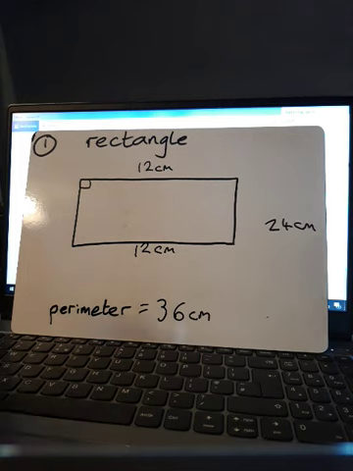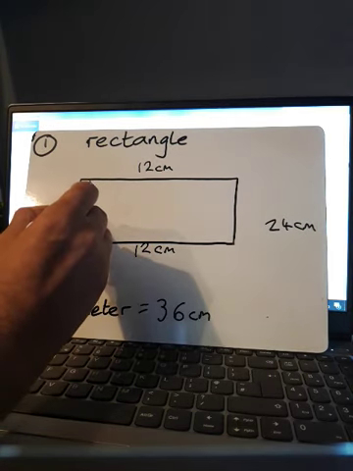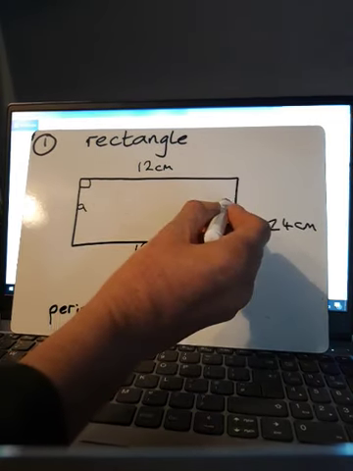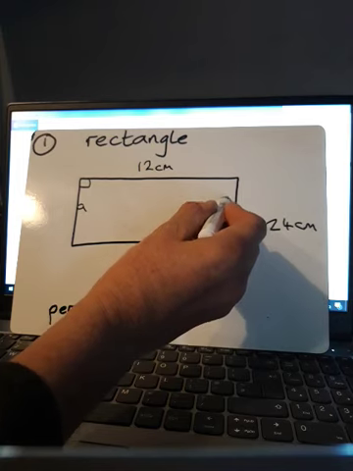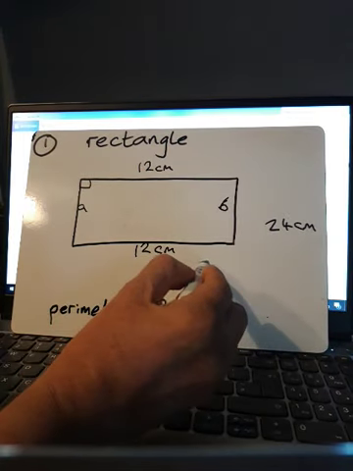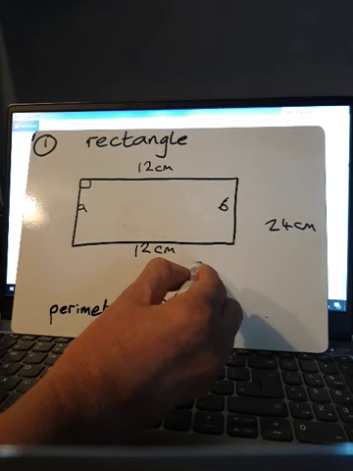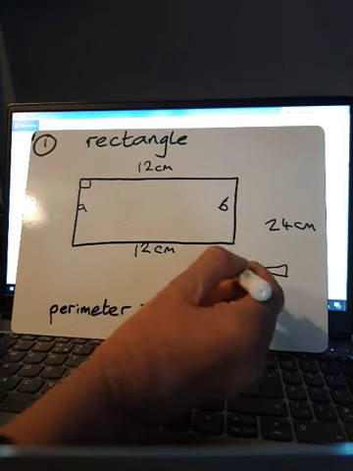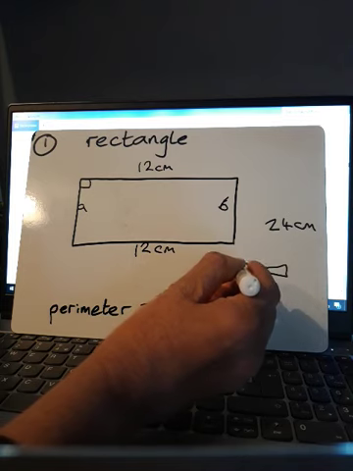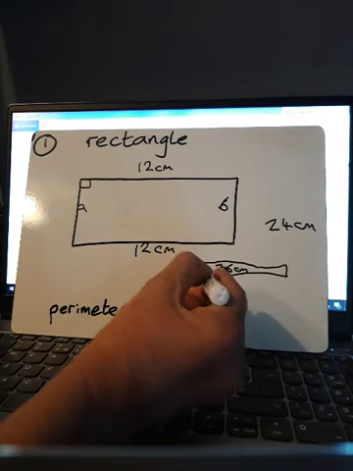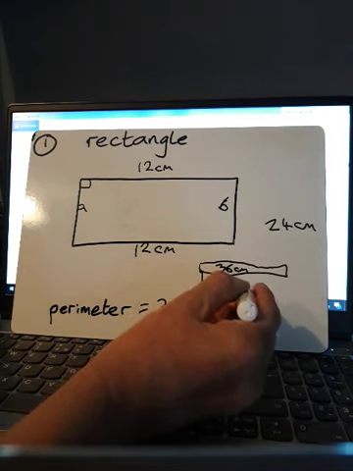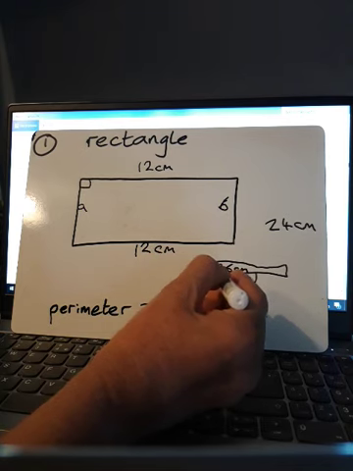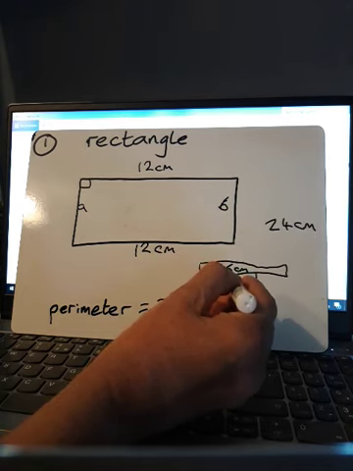How can we do that? Well, let's suppose we call this side A and call this one side B. We know that if I was to do a bar model, because I know you like bar models, we know that the whole perimeter, excuse the mess, is 36 centimetres. We know that the two sides that we've got already are 24 centimetres.